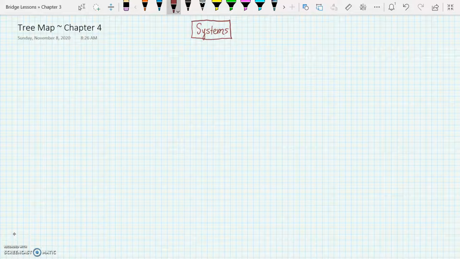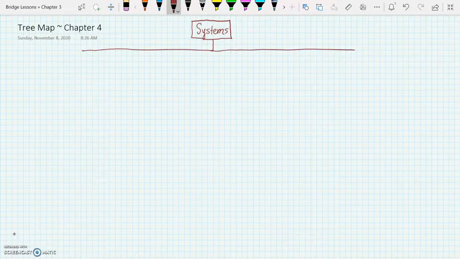I think that there were basically two ideas in this chapter. So I think the first idea I would say is solving a system of linear equations.